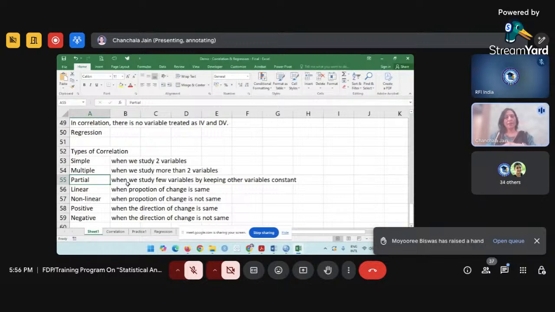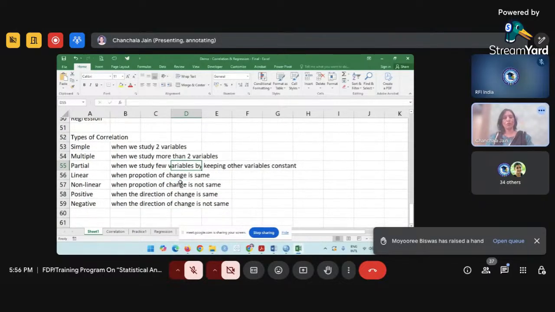As ma'am said, bivariate means what? When you are studying only two variables, bivariate, bi, so two variables you are having, that you can call a simple correlation. Is it clear? Got it. Yes, ma'am. Fine. So this is about the types of correlation.